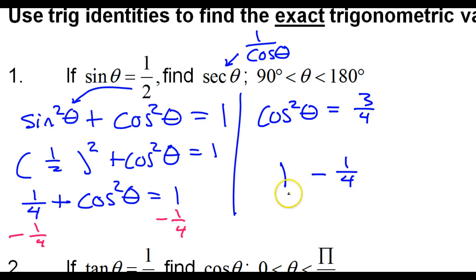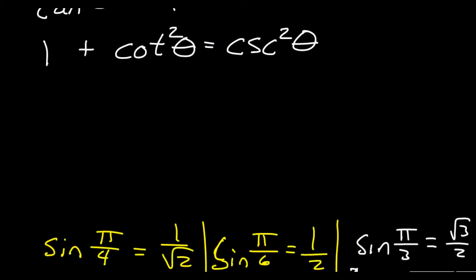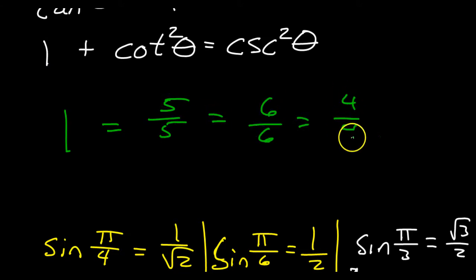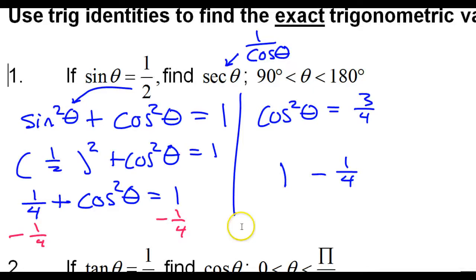1 is a chameleon. Because anything divided by itself is 1, if I see the number 1, I know I can write it any way I want to. If I've got the number 1, I could write that as 5/5, or 6/6, or 4/4. I can write that as anything over itself. I could go pi/pi if I wanted to. So 1 is a chameleon like that.